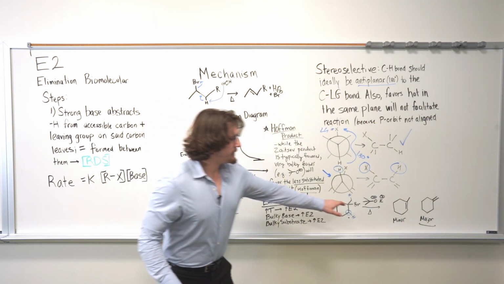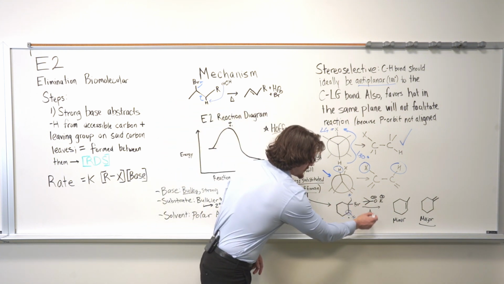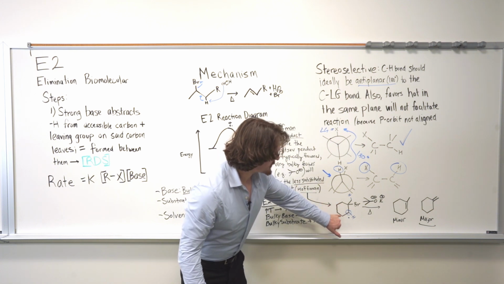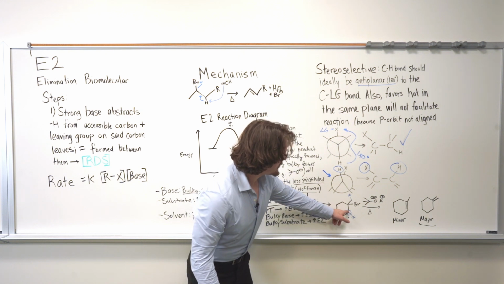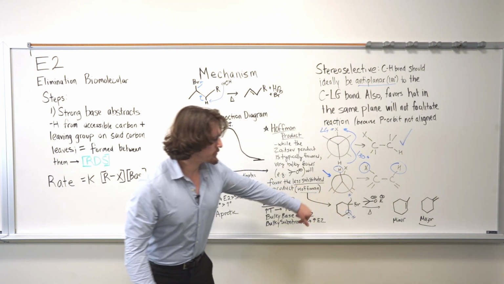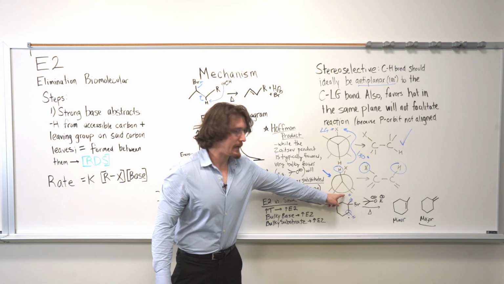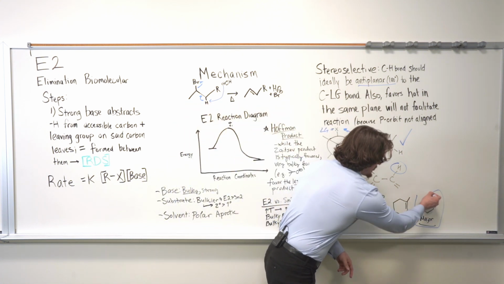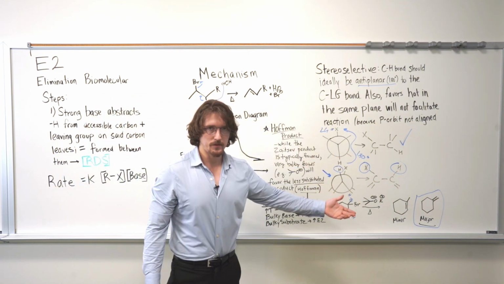But look, this is a very bulky base. So it's going to be a lot harder for this to come in and take this hydrogen, because look, you have this ring structure, you have a carbon here, you have a carbon here, you have hydrogens on this, and then you have the bromide leaving. So this is going to be harder for it to approach than if it's going to come to this methyl group here and just try to take one of its hydrogens. So in this case, this product here may actually be the major product, and that's the Hofmann product, because it's the less substituted alkene.